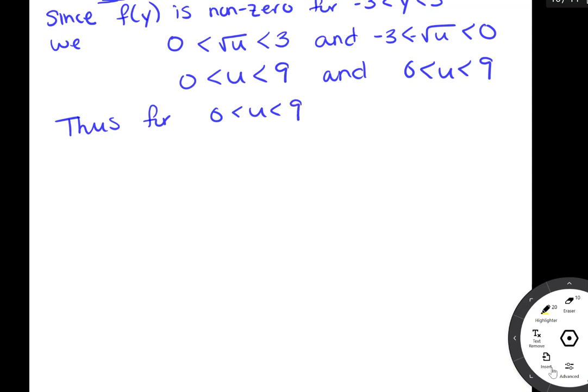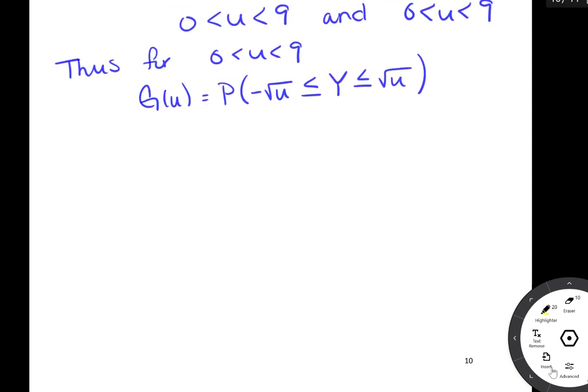All right. And so we're going to use the same process that we used before. We're going to start with capital G of u. Well, we know that's equal to the probability that y is greater than or equal to the negative square root of u, and less than or equal to the square root of u. So next we're going to integrate with respect to y. And notice this time we're integrating y in between the negative square root of u and the square root of u.